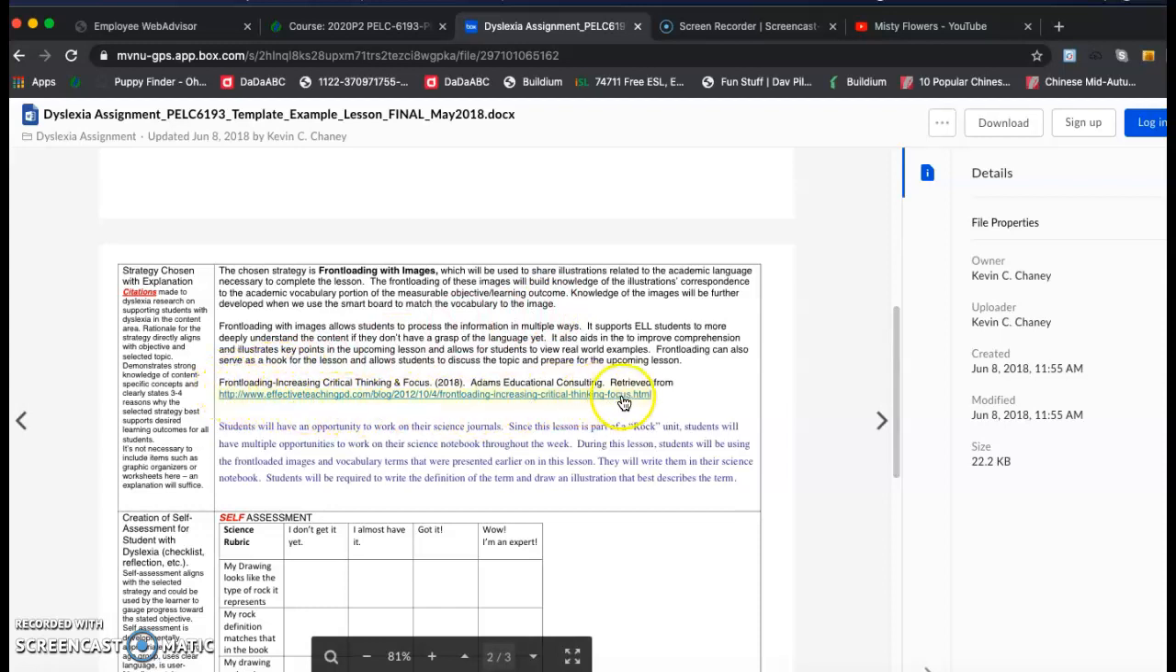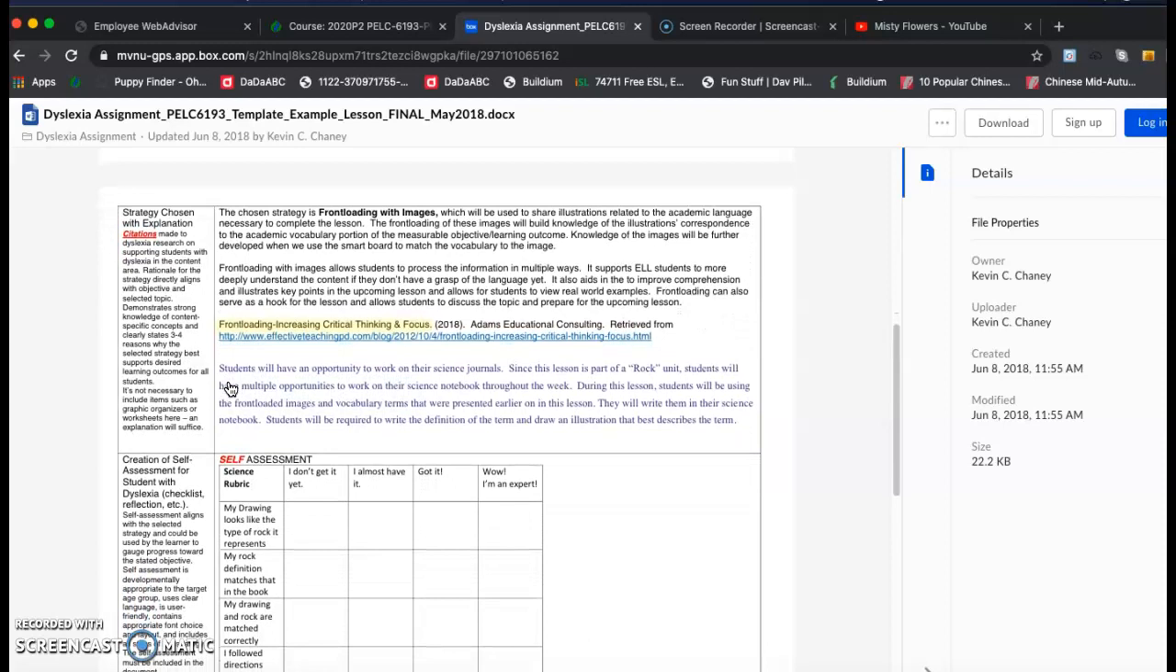Here is the citation of where this was retrieved from. It says in this explanation that it's not necessary to include items such as graphic organizers or worksheets. An explanation will suffice.